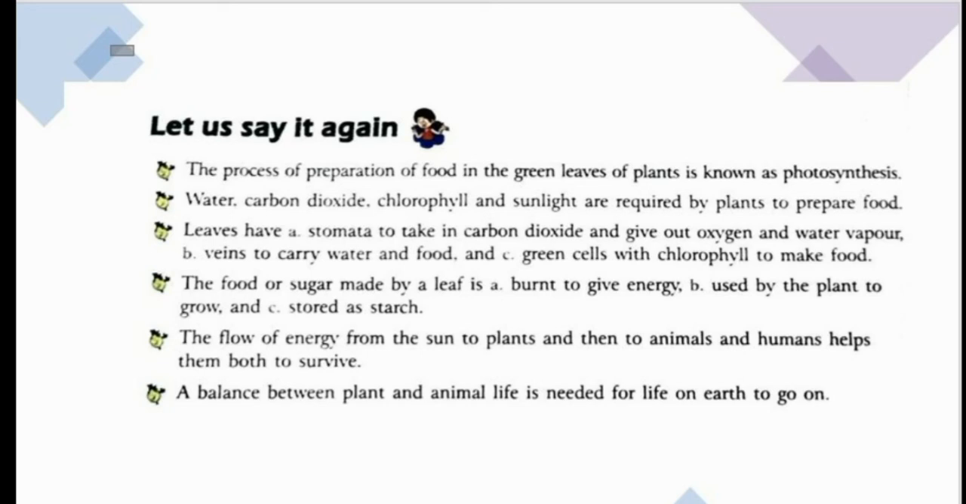The food or sugar made by the leaf is burnt to give energy. It is used by plants to grow, and it is stored in the form of starch. The flow of energy from sun to plants, then animals and humans, helps them both to survive. And the balance between plants and animal life is needed for life on earth to go on, and this balance should be maintained. Okay, so by this we have completed the chapter.